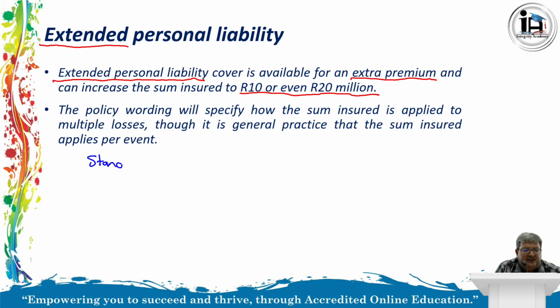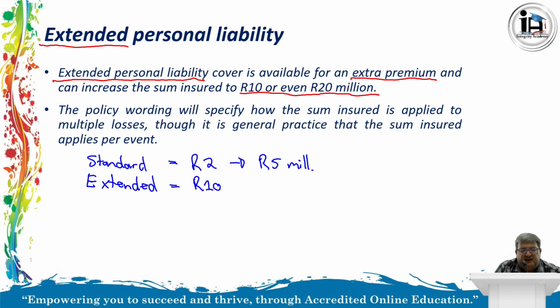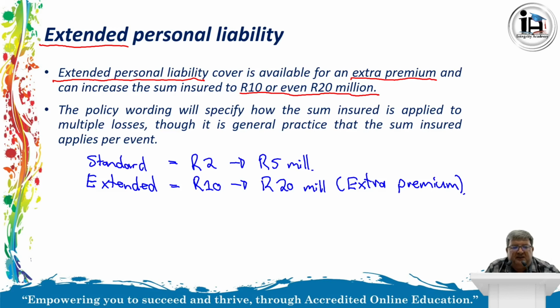As we said before, the standard cover is from 2 Rand to 5 million. And this extended, make a note there for you somewhere. Extended is from 10 Rand up to 20 million Rand. But it comes with an extra premium. Extra premium. All right. Remember it that way.